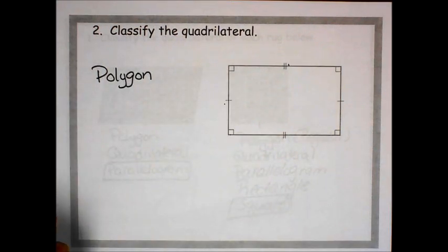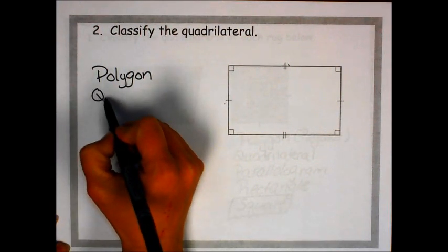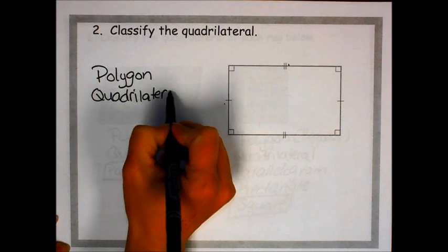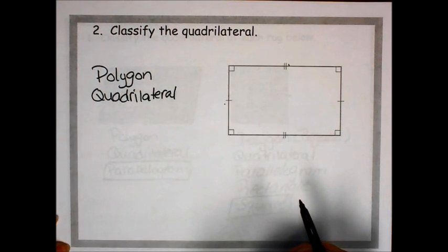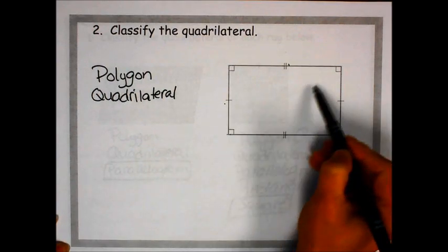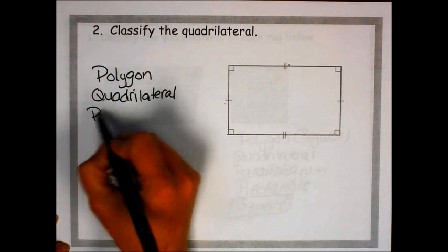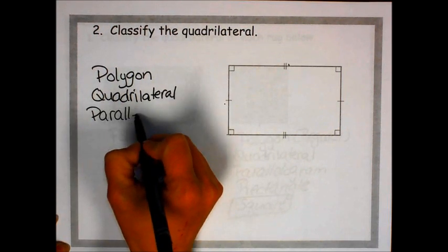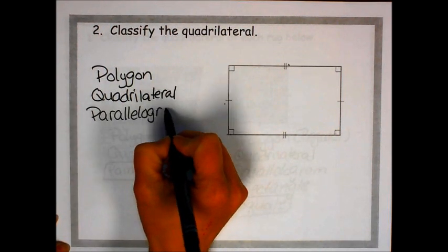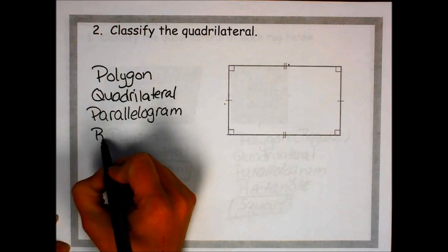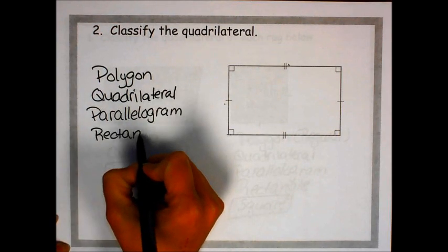Since it has 4 sides and 4 angles, I can call it a quadrilateral. Since opposite sides are parallel and opposite sides are equal, and since opposite angles are also equal, I can call it a parallelogram. But even more specifically, since it has the 4 right angles, I can also call it a rectangle.